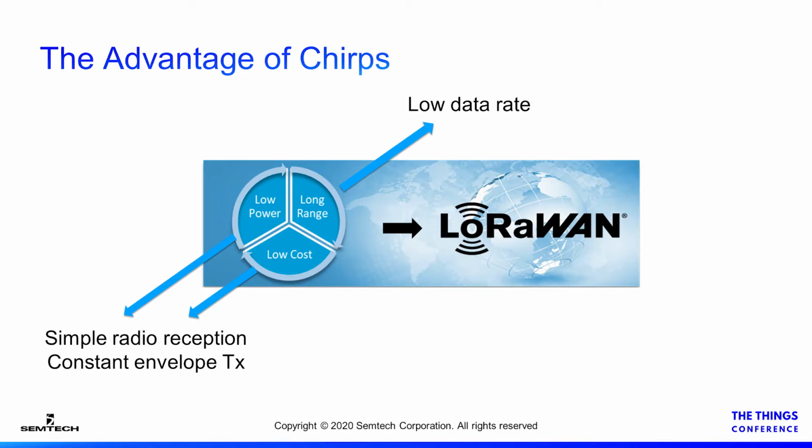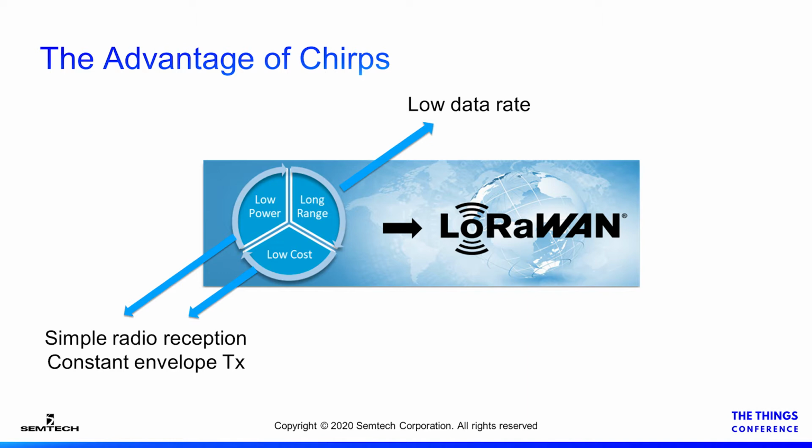If you want long range, you need to have low data rate. That's the laws of physics. And if you want low cost and low power, what you really want is simple radio reception. And possibly what you also want is a constant envelope transmission, which is going to improve a lot the efficiency of the power amplifier. But most importantly, what you need is a simple radio receiver and low data rate.